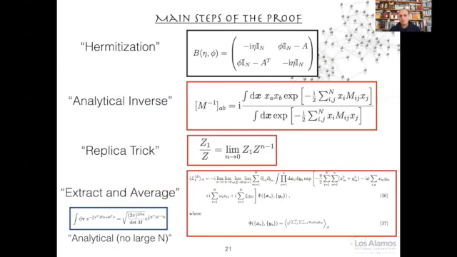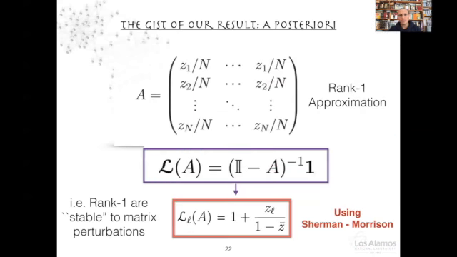We then performed an analytical inverse. We wrote the inverse in terms of Gaussian integrals and performed a replica trick. And essentially, at this point, we can intervene and perform averages using random matrix theory. And all I wanted to say at this point is that we never did a large N limit, so this result is exact in a sense. And in practice, what this means is that the rank 1 matrix used here is in fact stable to matrix perturbations under the conditions that I described so far.